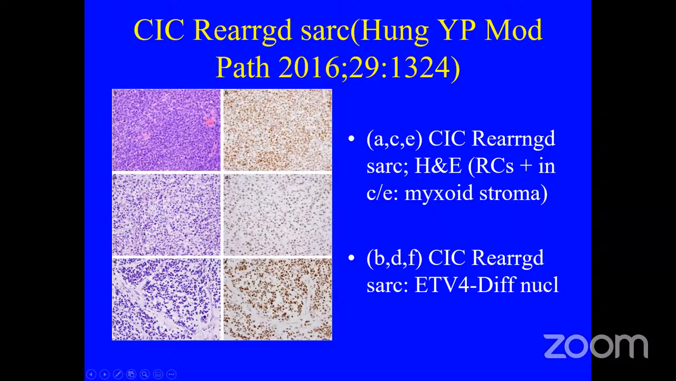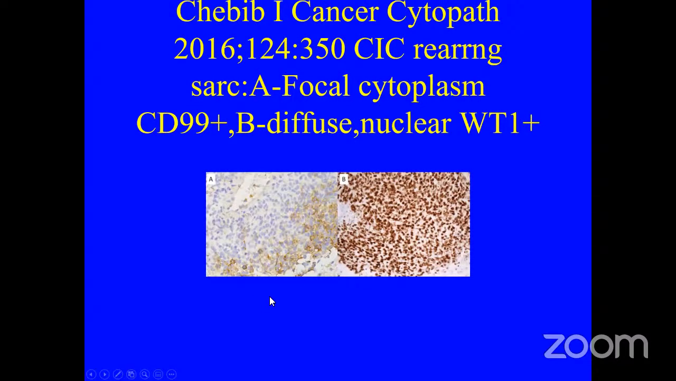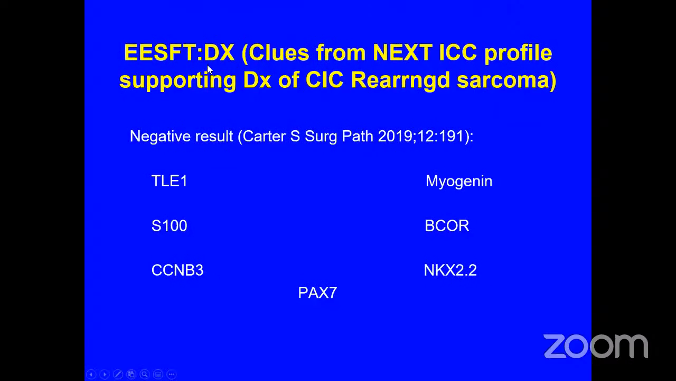As you can see here, on the left-hand side are the H&E pictures of CIC-rearranged sarcoma, and on the right-hand side, you have the positive staining for ETV4, which is diffuse nuclear staining. So WT1 and ETV4. This is another photomicrograph to show you that CD99 staining can also be focal. In the previous photograph, I showed you diffuse strong membranous staining. Here it is focal cytoplasmic staining. So both types of CD99 staining are seen in CIC-rearranged sarcoma, but the most important IHC markers are the WT1 as shown here and the ETV4 which I have shown you in the previous slide.